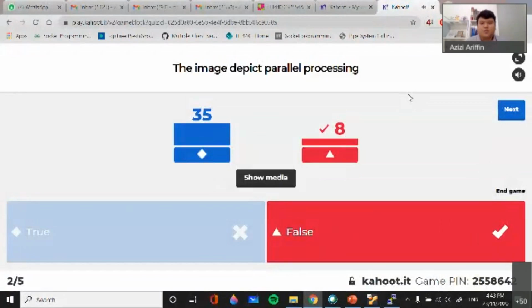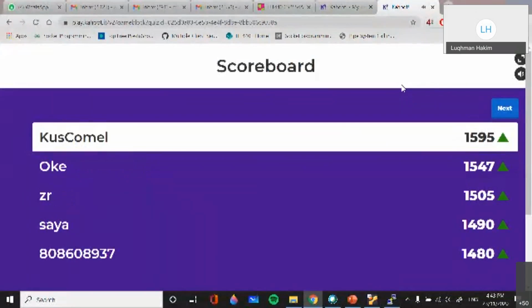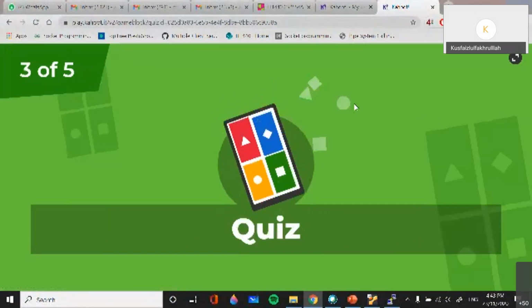So the picture earlier is actually serial processing, not parallel processing. The picture is not clear, sorry. Okay, what's next?